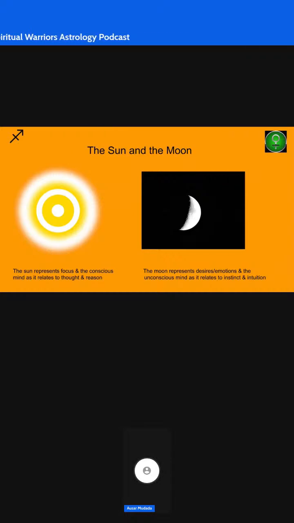The sun and the moon. The sun represents focus and the conscious mind as it relates to thought and reason. The moon represents desires, emotions, and the unconscious mind as it relates to instinct and intuition. The astrological houses cover a certain domain in life. In your study, learn at least one aspect that each house covers that will help you in your analysis.